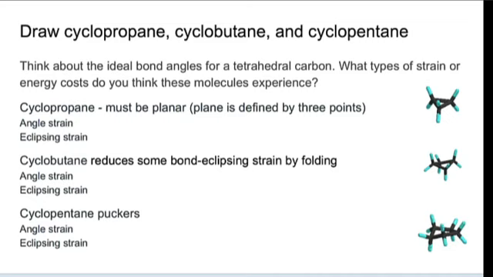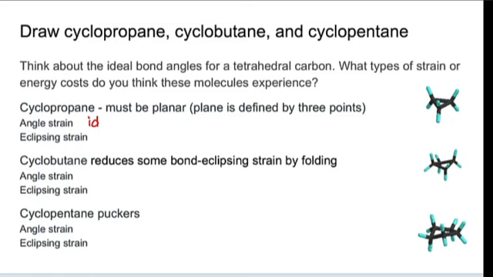The issue with cyclopropane is that, being that there are 3 carbons in the ring, it is planar. A plane is defined by 3 points, so it has no choice but to have all of its hydrogen atoms and carbon atoms eclipsing one another. So first, let's talk about this tremendous amount of angle strain.